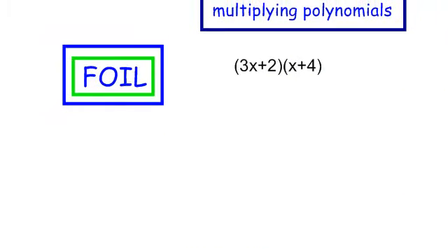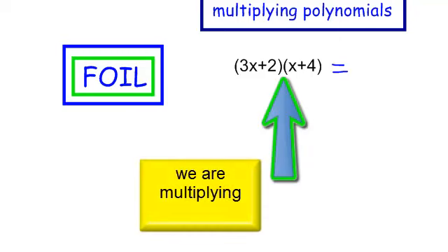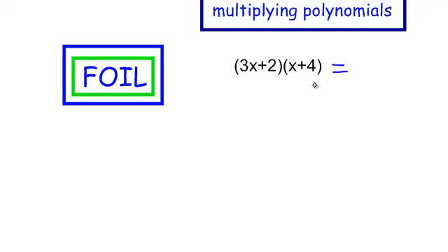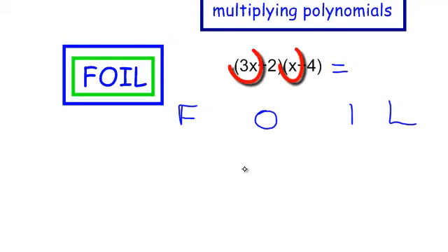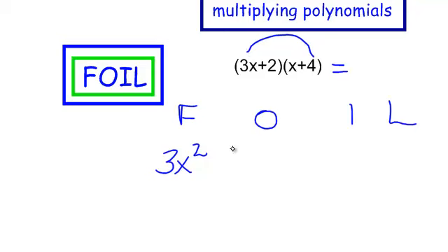Let's try this problem. I am multiplying. I look between my parentheses. There's not a plus or a minus there, so I am multiplying. This is a binomial times a binomial. I can use FOIL. First, outer, inner, and last. The first term, 3x times x, that would be 3x squared. We're going to multiply the outer terms. 3x times 4 is 12x.